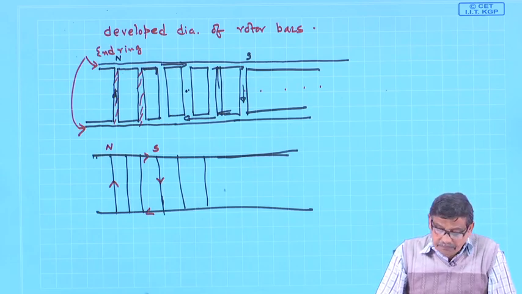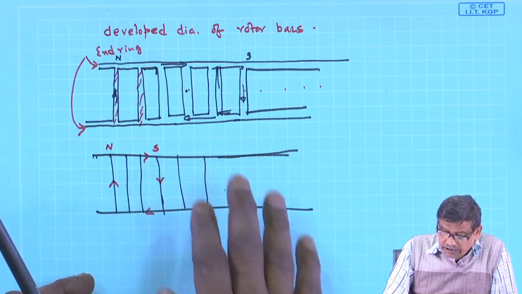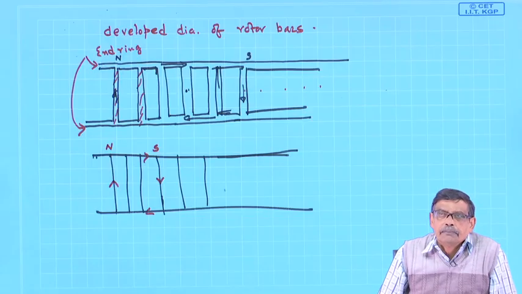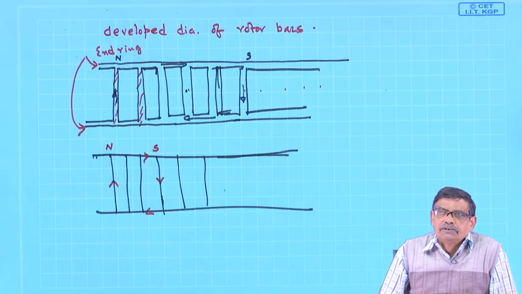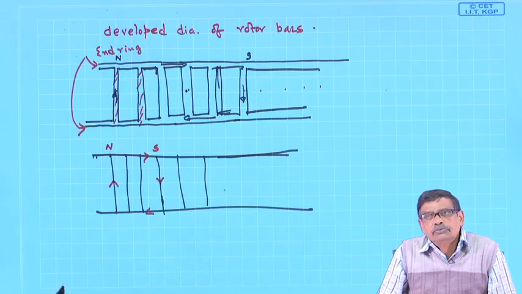So, it is a very nice thing. In fact, this was one of the reasons that with a cage induction motor you can have at least 2 speeds, provided you have 2 states of stator windings.